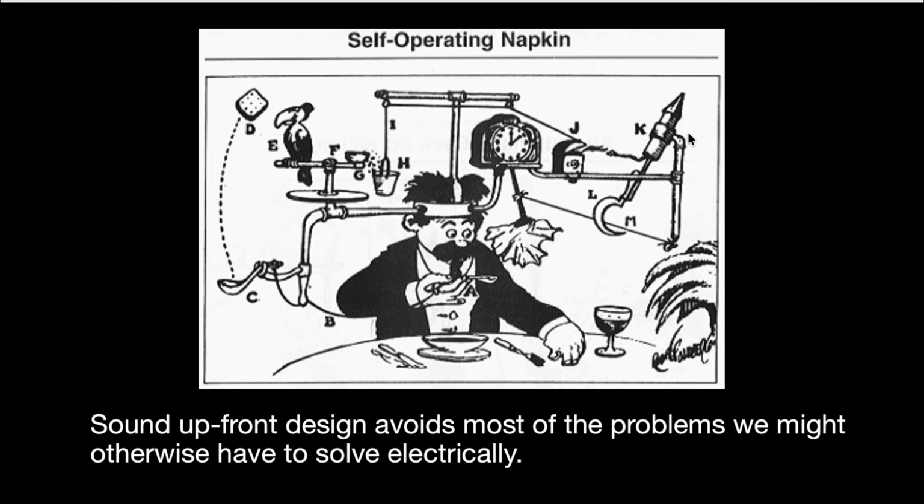But upfront design, if we've made really good decisions early on in a new design, we can avoid most of the problems that we'd have to solve electrically, right? So this is the Rube Goldberg device, and we don't want a loudspeaker that is overly complex, and that will work against us in the end.